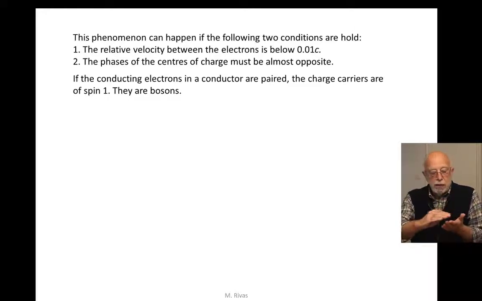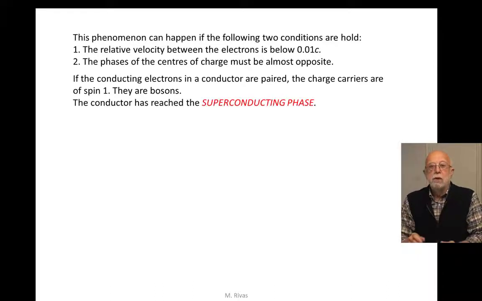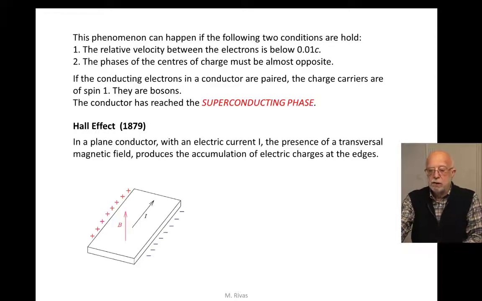So, if the conducting electrons in the conductor have aligned their spins and have formed a bound pair, the conducting electrons are bosons. And therefore, that conductor is conducting the current with bosons, and therefore it has reached the superconducting phase. To analyze this, let us consider the Hall effect. Hall introduced this effect in 1879. So the idea is we have a plane conductor with a current I.